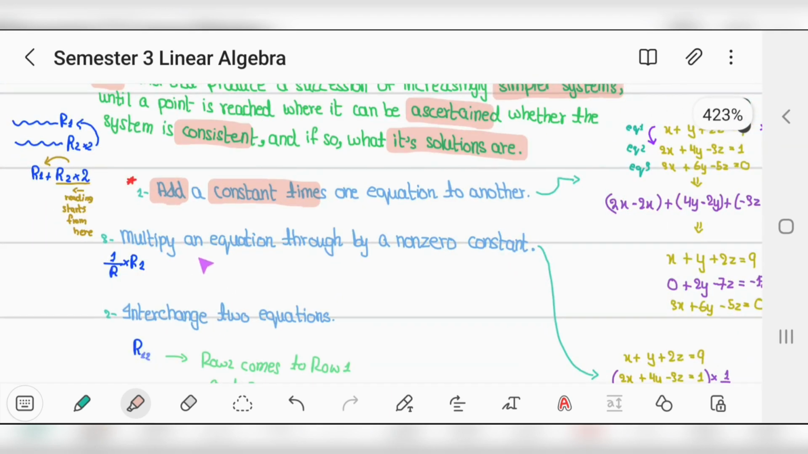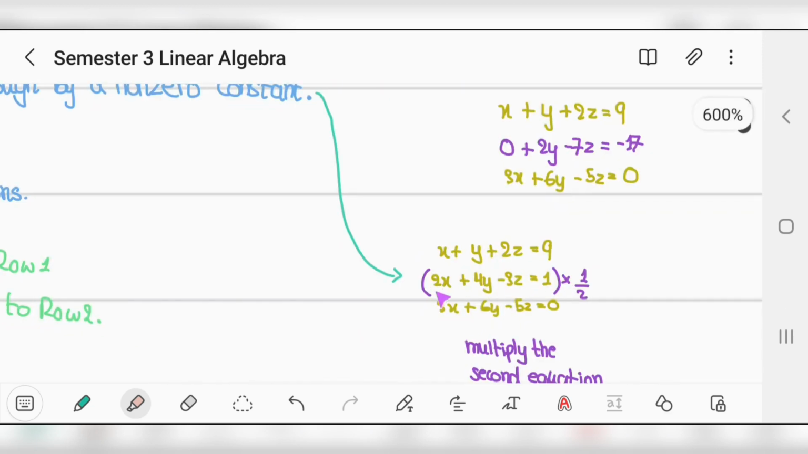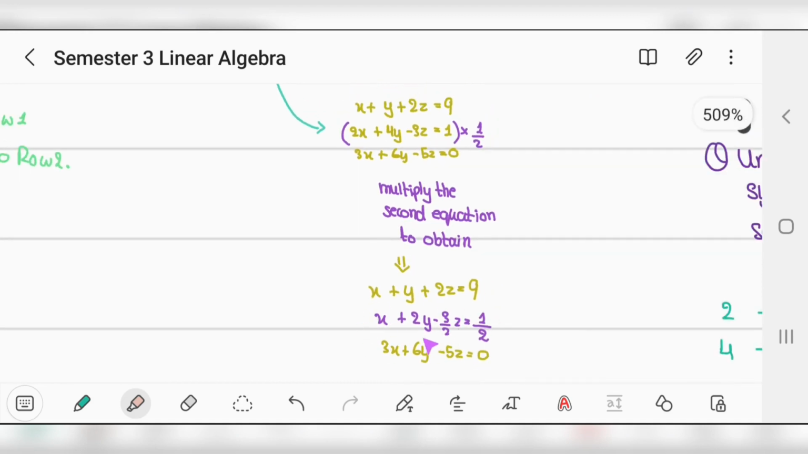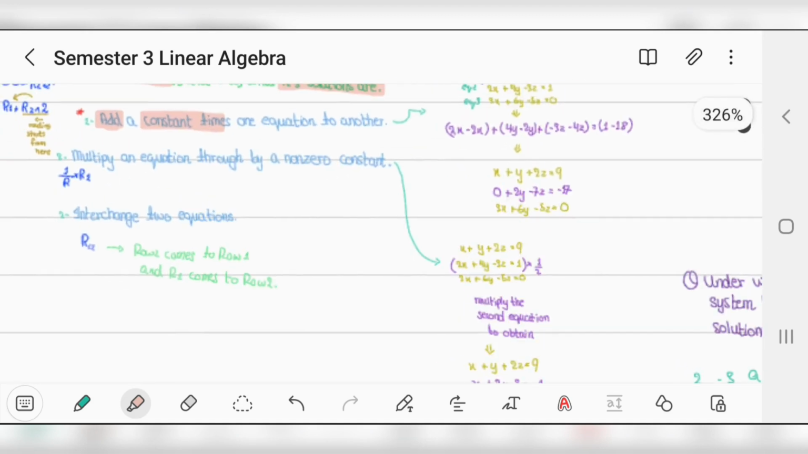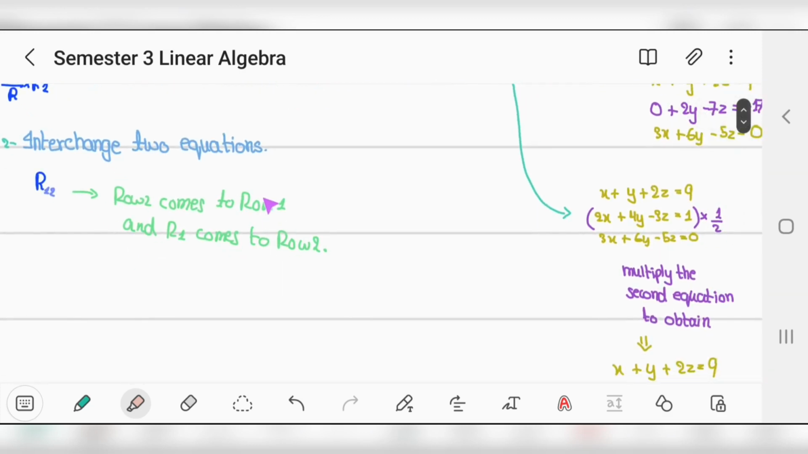Okay, second is multiply an equation through by a non-zero constant, which means multiply a whole row by a certain non-zero constant. For example, I have multiplied the whole equation by 1/2, and I got the answer. So doing this operation will not change the solution of the matrix. It won't alter it. The third thing is interchange two equations. Like row 1 comes into the place of row 2, and row 2 comes into the place of row 1.